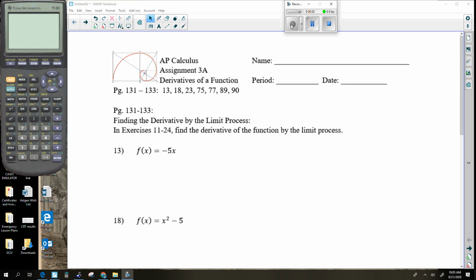And away we go. Here we go with Unit 3. This is going to be turning into differentiability, finding derivatives and things like that. All right, so here we go. The beginning of this is finding a derivative using the limit process.